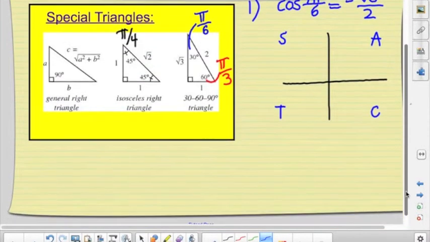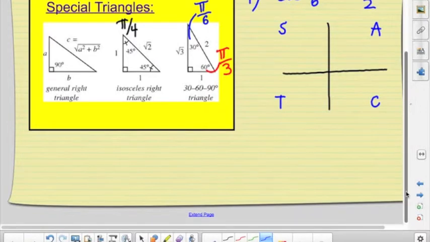Okay, so now we're going to figure out first how to identify the principal angles. If you were given a question, cos 7 pi over 6 is equal to negative root 3 over 2, well, first of all, it makes sense to identify what angle we are talking about. What involves root 3 and root 2? Which special triangle?